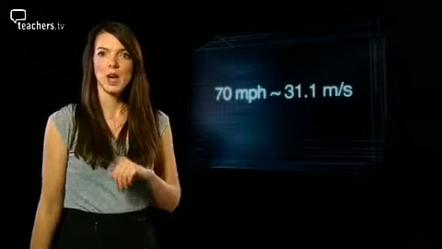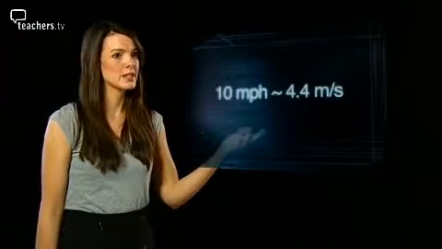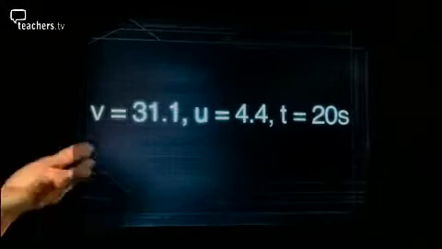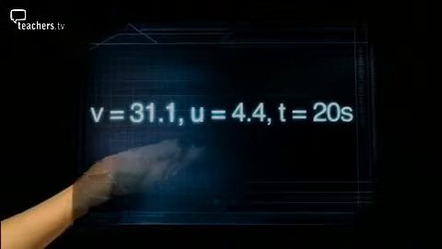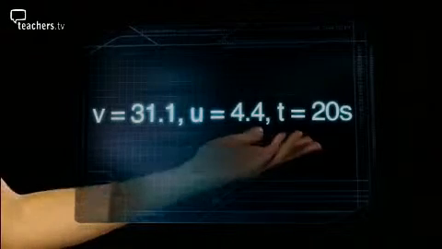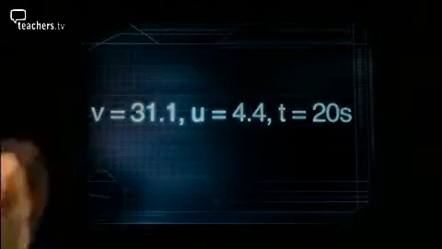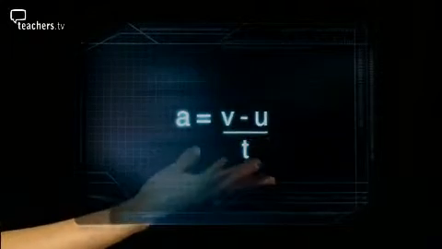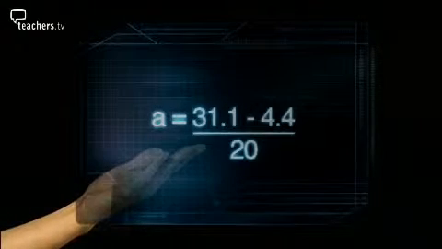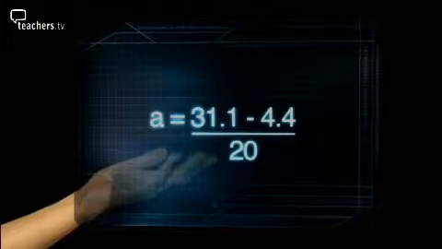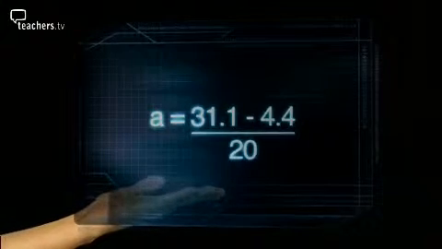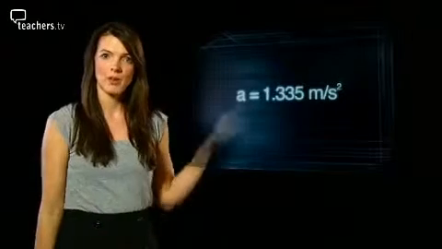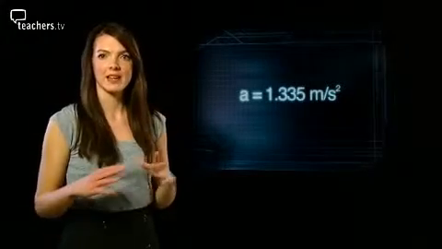And if you do exactly the same working, you can find out that 10 miles an hour is approximately 4.4 meters per second. So all of this means v equals 31.1, u equals 4.4, and t is the same as it was, 20 seconds. So let's feed those figures into our rearranged formula, a equals v minus u over t, and that gives us a equals 31.1 minus 4.4 all over 20, which gives us a equals 1.335 meters per second squared. Right, now we know the acceleration the plane needs to take off.